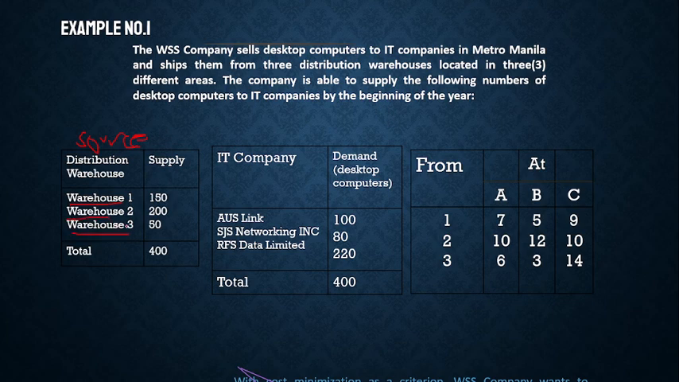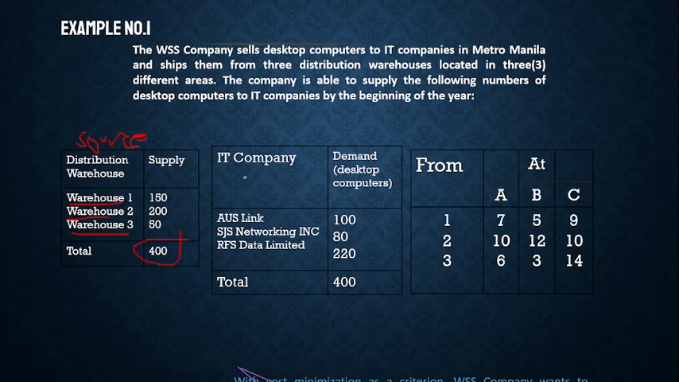So ang kanilang mga supply, yung supply ng warehouse 1, so mayroon silang given supply 150 desktop, or PC, mga personal computer. And the warehouse 2 given 200 supplies of desktop computers. And the warehouse 3, 50 desktop. And the total of the supply is 400.